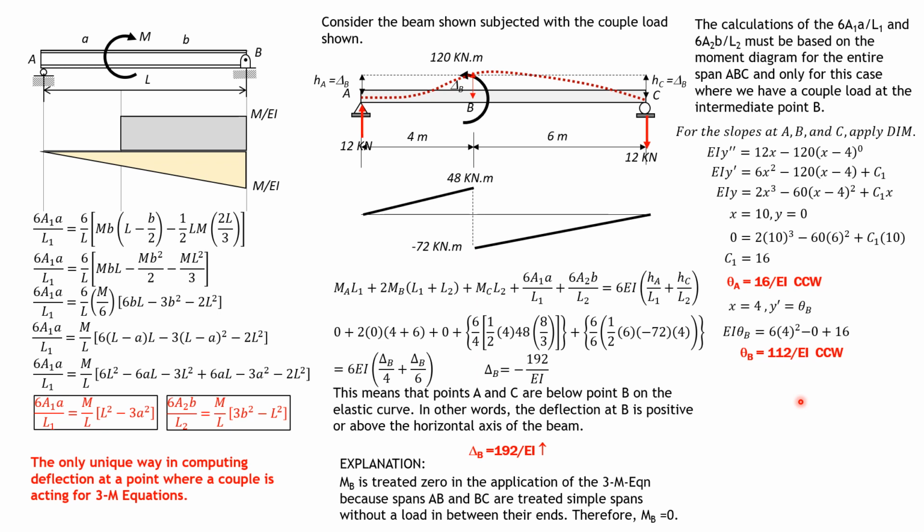Then for x is 10, we can solve theta C. So when x is 10, y prime is theta C. Substitute into the formula for EI y prime. EI theta C equals 6 times 10 squared minus 120 times 6 plus c sub 1, which is 16. So theta C is equal to negative 104 over EI. And that's it. Negative means the rotation of the tangent is clockwise, then positive means counterclockwise. These are the correct signs and correct values of the slopes at A, B, and C.